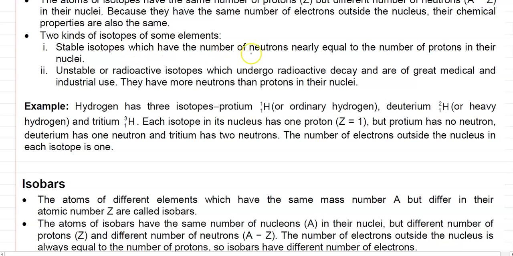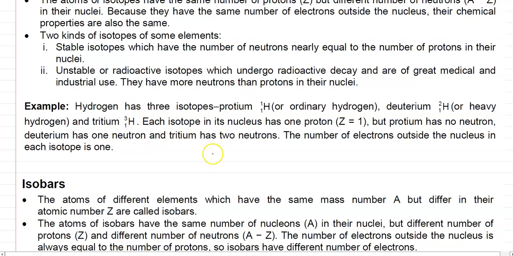There are two kinds of isotopes for some elements. One is the stable isotope, which has a number of neutrons nearly equal to the number of protons in the nuclei. The other is the unstable or radioactive isotope, which undergoes radioactive decay and is of great medical and industrial use. They have more neutrons than protons in the nuclei. For example, H 1 1 is ordinary hydrogen, and deuterium is H 2 1. In hydrogen the nucleus has only one proton, but in deuterium there is one proton and one neutron. In tritium there is one proton and two neutrons.